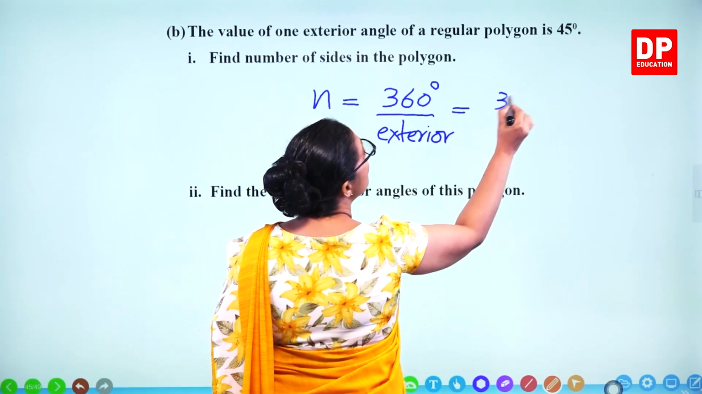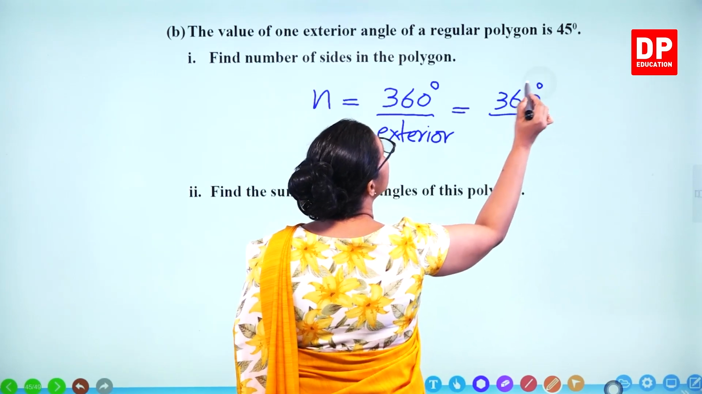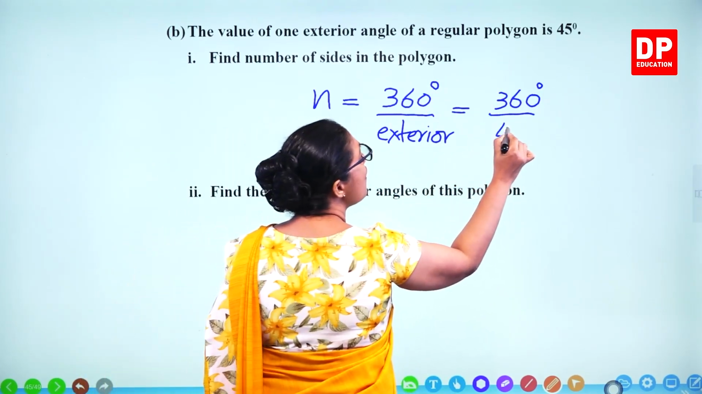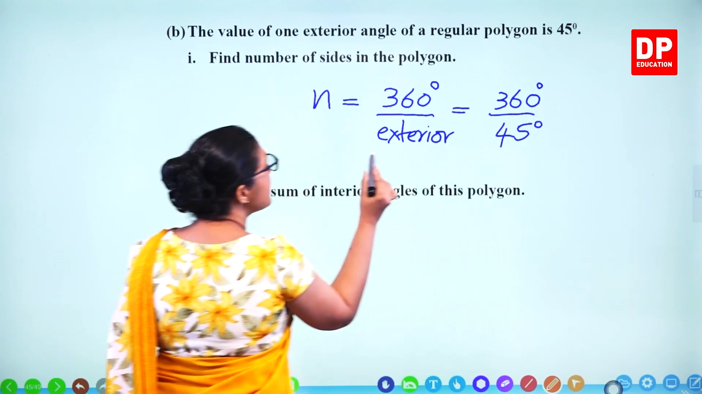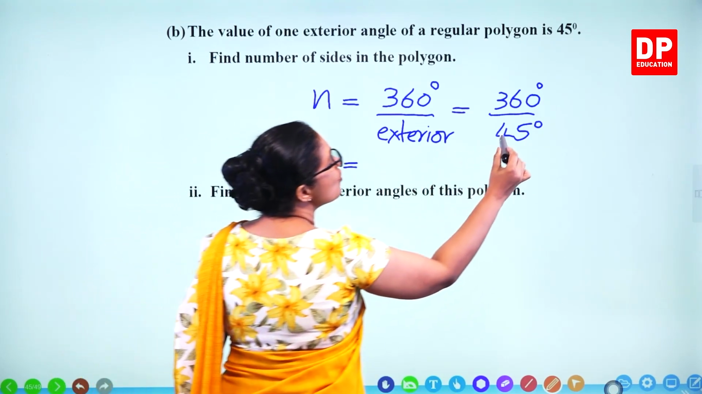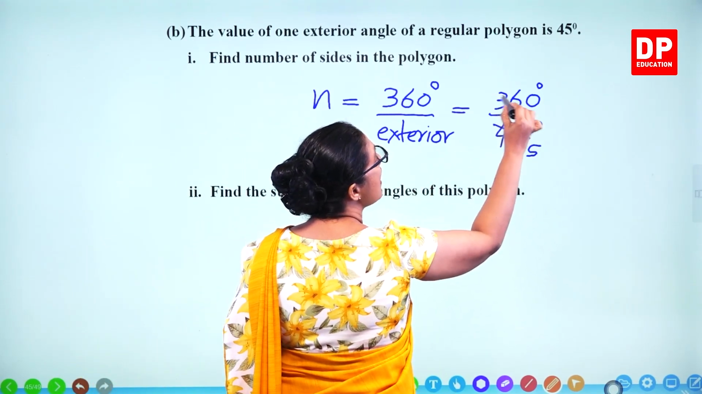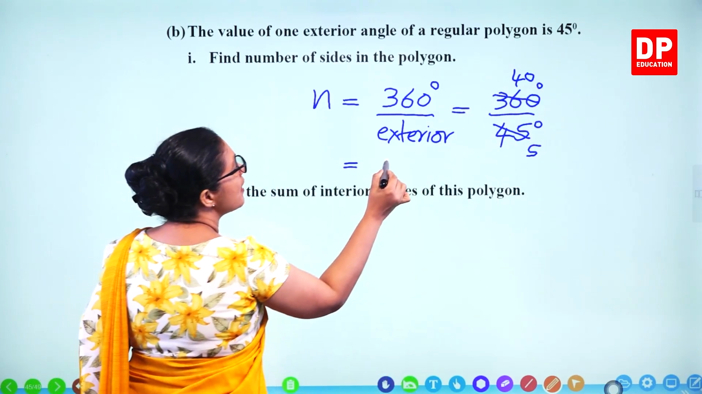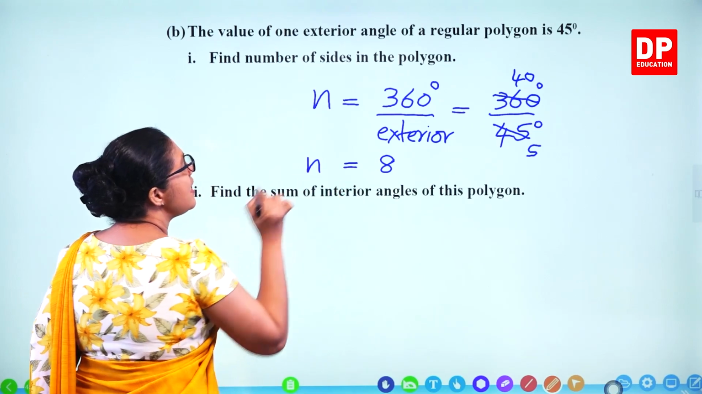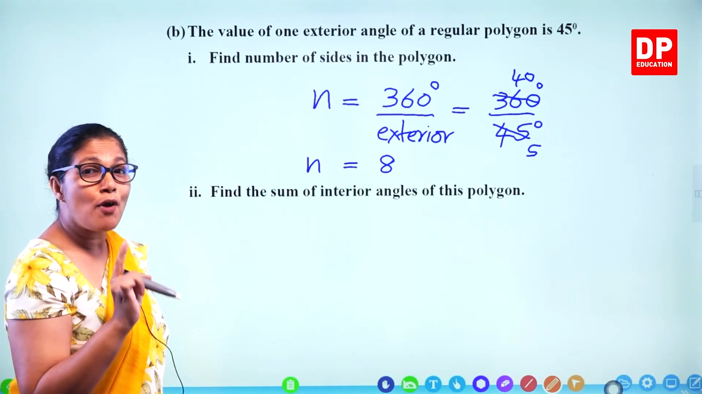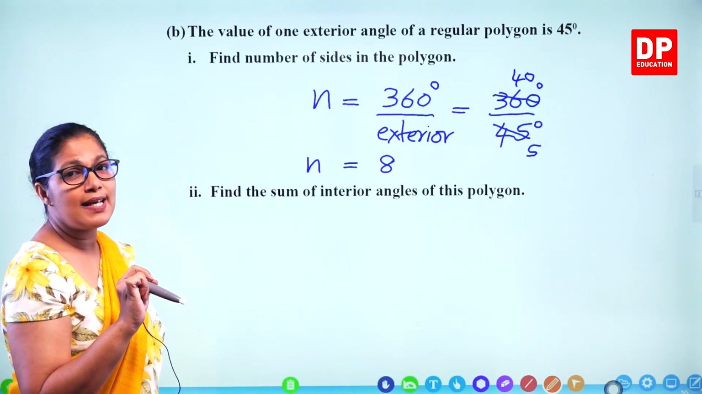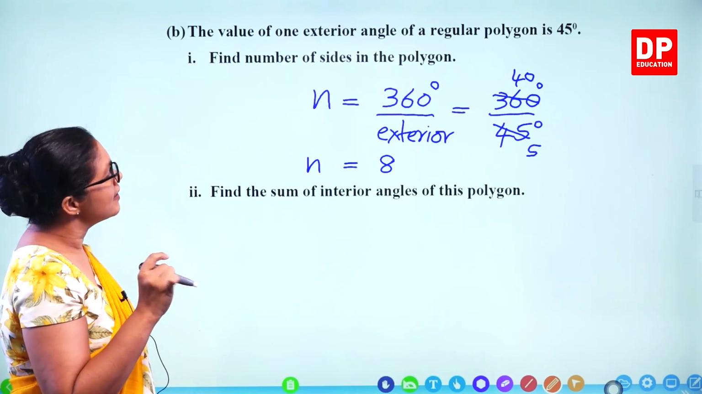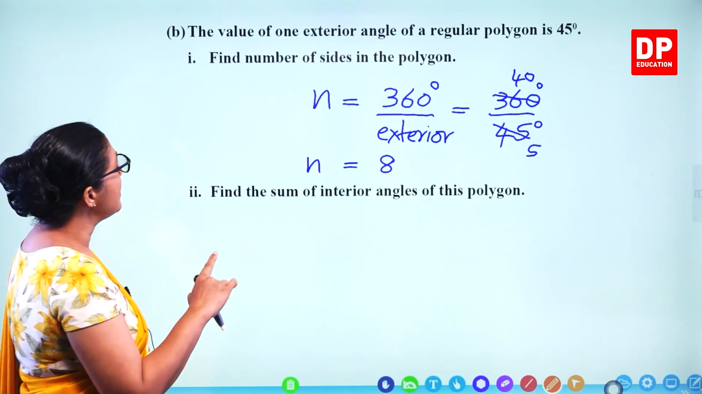So 360 divided by the exterior angle. That's given as 45. So how many sides are there? So 9 times 5, 9 times 40 here. 5 and 40, you get 8. So n is 8. So what's the name of this polygon? That's an octagon. So you get octagon here.